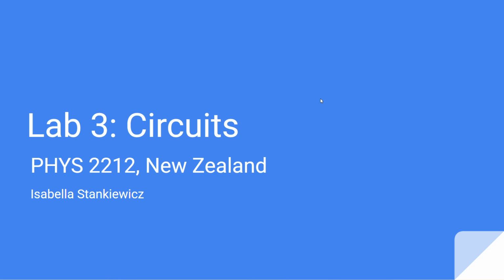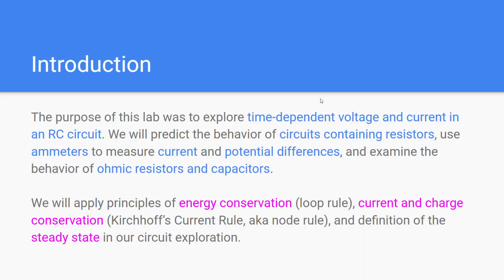This is Lab 3 Circuits. The purpose of this lab is to explore time-dependent voltage and current in an RC circuit. We're going to play around with the circuits to predict the behavior of circuits containing resistors.